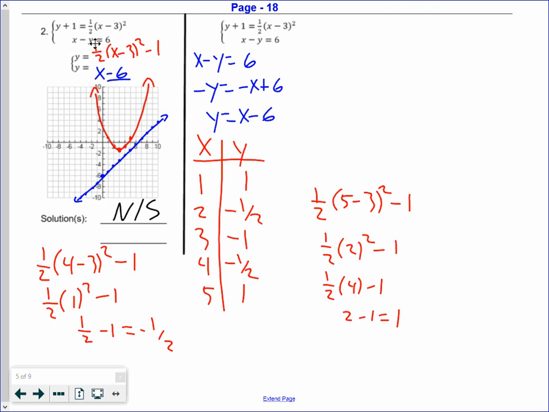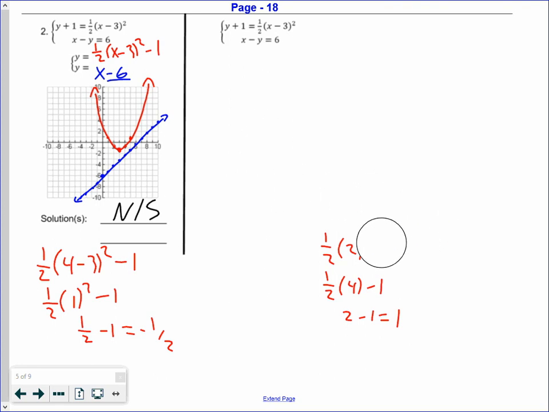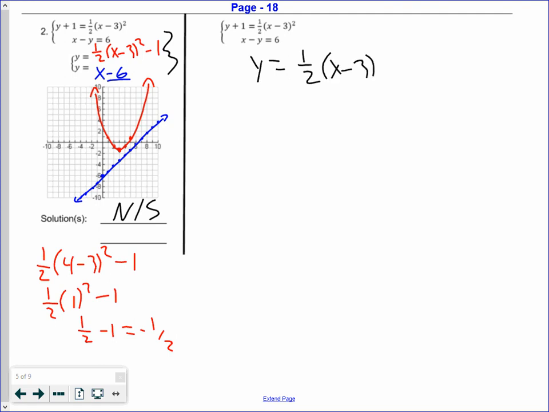So now we're going to do the same thing, but we're going to do it algebraically. I'm going to erase all of this to make myself a little more room. And like I said in the previous slide, this one I'm going to do by substitution. This is to show you the 2 different ways, and you can choose whichever way you like more. It doesn't really matter. With substitution, we want both equations to be set as y equals. Luckily, I already have that over here. So I have y equals 1/2 (x minus 3) squared minus 1, and y equals x minus 6.